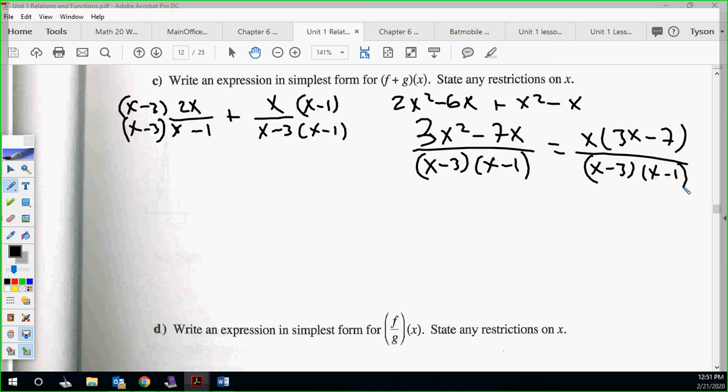Then it does say state the restrictions. So your restrictions are still x can't be 3 or 1. Set builder is still fine. And then we're going to get a little messy here with the f divided by g to finish. Fraction over fraction.